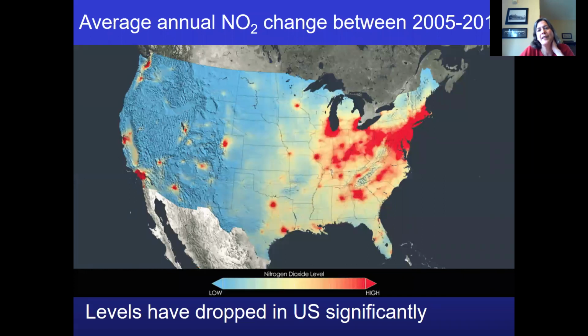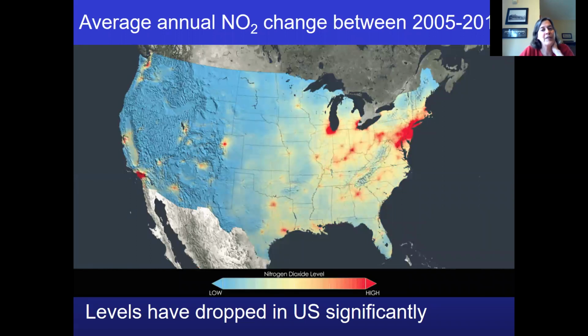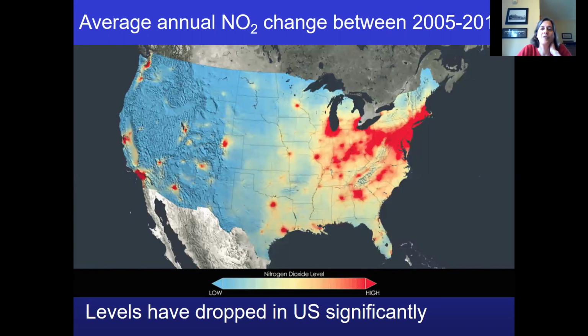What is good news for us is this is a time-lapse map. And you can see that when it starts out super red, that's 2005. And then when the red gets smaller, that's 2011. So this is a time series. And again, this is just over 6 years. You can see how nitrogen has really dropped significantly in our country. So that's good news.